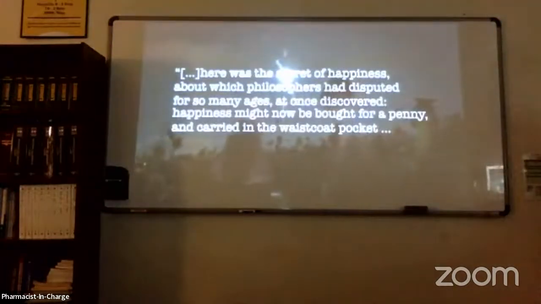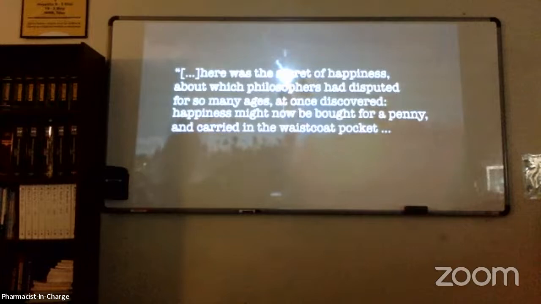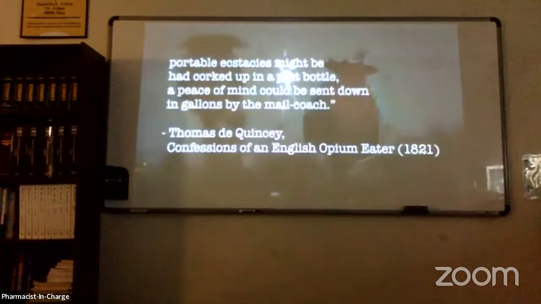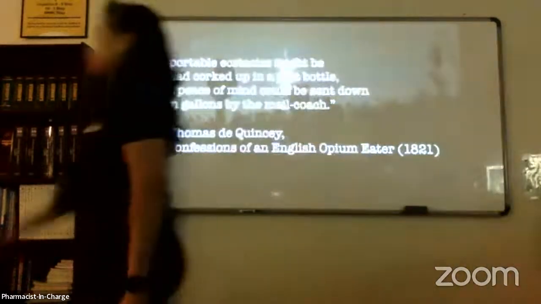It was a secret of happiness. But I wish philosophers and speakers for so many ages at once discovered. Happiness might now be bought for a penny and carried in the waistcoat pocket. Portable ecstasies might be poured out from the ice bottle. A peace of mind be sent down in gallons by the waistcoat.